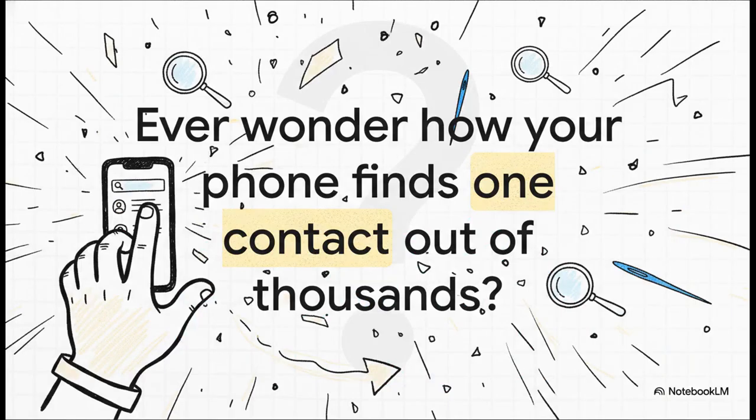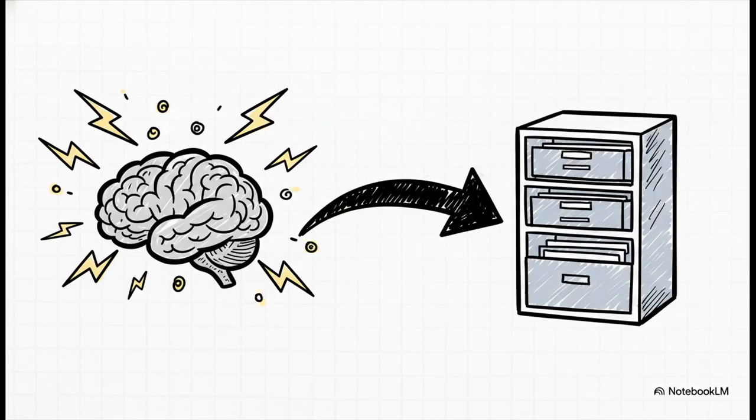Think about this for a second. You type a couple of letters into your phone and boom, there's the contact you were looking for. We all just take it for granted, but have you ever really stopped to wonder how that happens? How does your phone sift through a giant digital haystack and find that one specific needle in like less than a second?